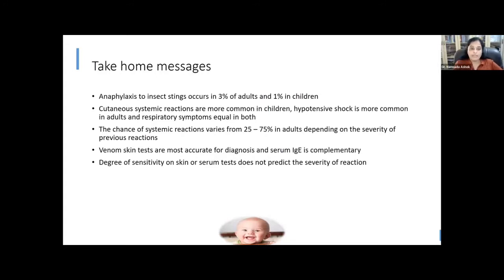So the take-home messages are: anaphylaxis to insect stings can occur in 3% of adults. In India also, there is a chance; we do have massive envenomation as well as individual stings that have produced anaphylaxis. Sensitization is there, which has been demonstrated in the studies. Cutaneous and systemic reactions are more common in children, and hypotensive shock is more common in adults. It varies up to 25 to 70% in adults, depending on the previous reaction.